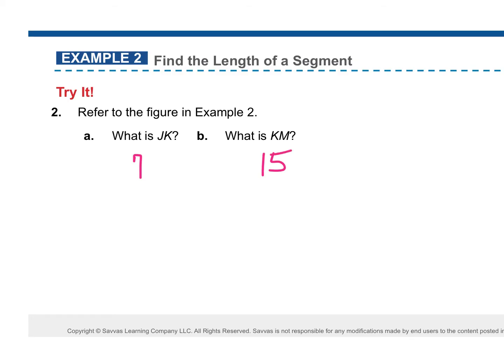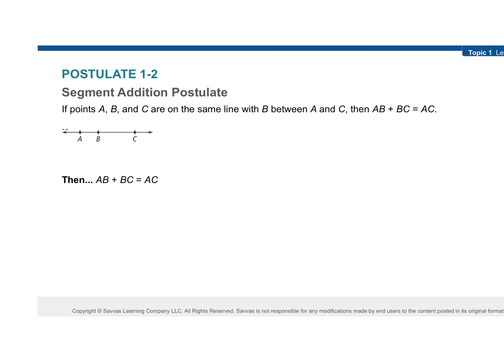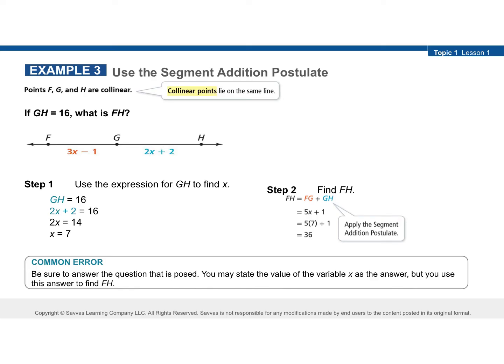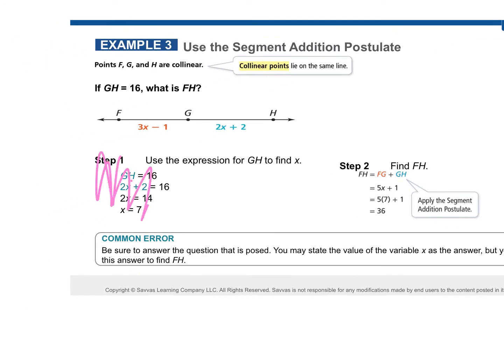That's relatively easy. So then segment addition postulate. All this is saying is that if I add AB to BC, I'm going to get the whole thing, AC. So if AB is 3 and BC is 7, AC must be 10. All right. So let's not look at this.